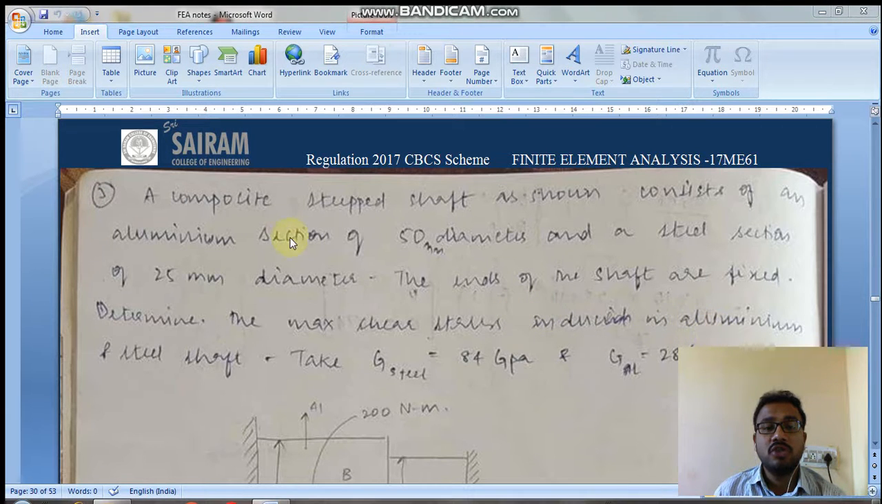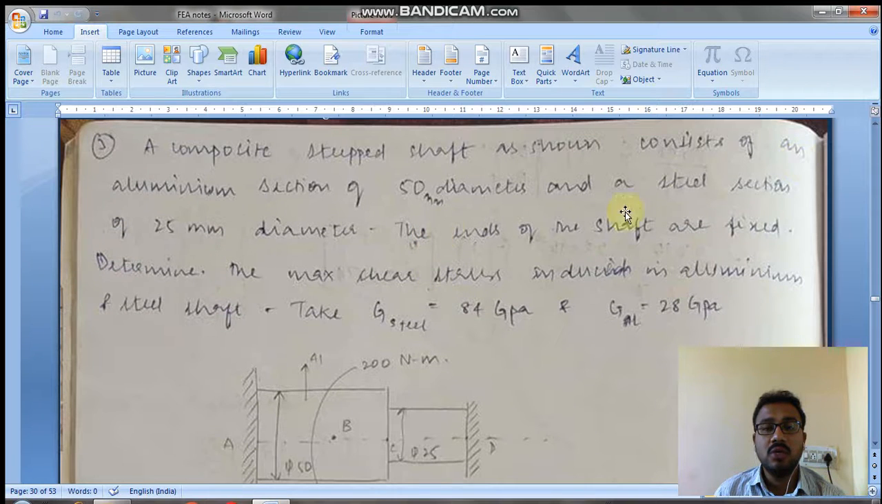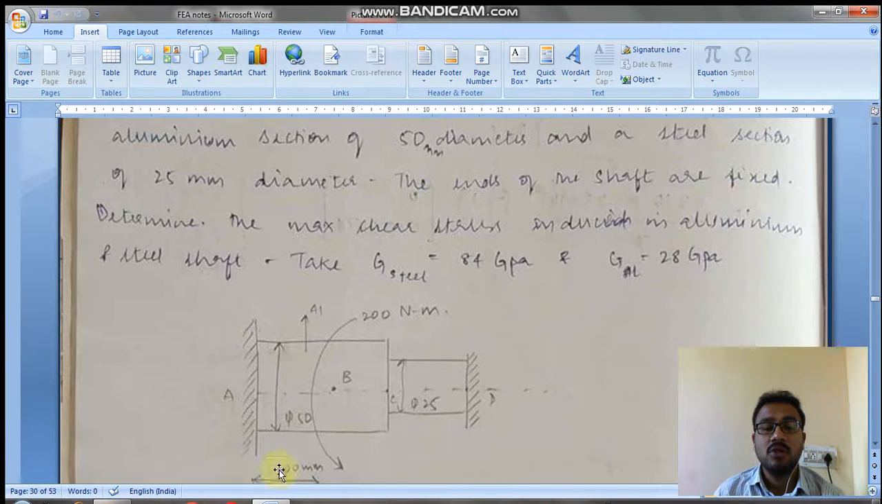The question given is: a composite shaft as shown consists of an aluminium section of 50 mm diameter and a steel section of 25 mm diameter. This is the given sketch. We can see the aluminium section and the steel section, with diameters given as 50 mm and 25 mm. The ends of the shaft are fixed, so both the left end and the right end are fixed. Determine the maximum shear stress induced in the aluminium and steel shaft.